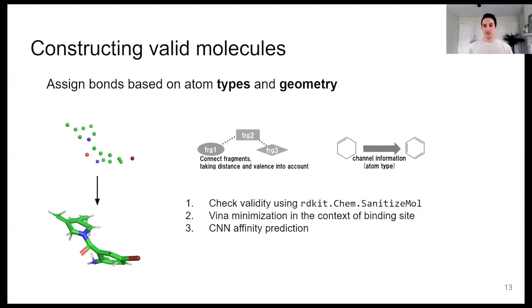The validity of the resulting molecules is assessed by checking for the number of disconnected fragments and RDKit sanitization errors. Finally, we perform energy minimization in the context of the binding site to relax the internal bond lengths and angles, and we use a pre-trained convolutional neural network to predict the binding affinity of the final molecule.